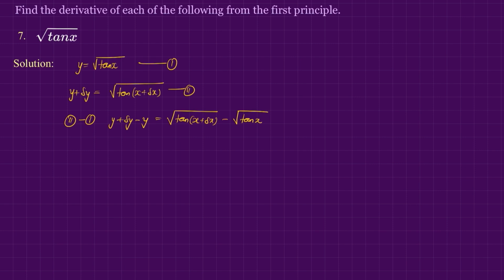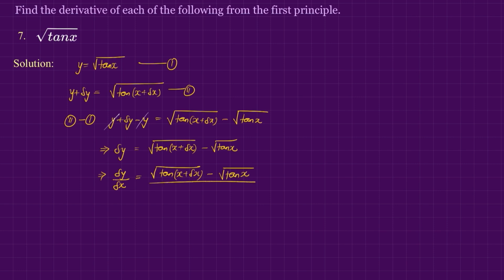So on the left hand side we have minus y plus y, so it will be delta y equals root over tan of x plus delta x minus root over tan x. Let us divide both sides by delta x, then we will have delta y over delta x equals root over tan of x plus delta x minus root over tan of x, whole divided by delta x.